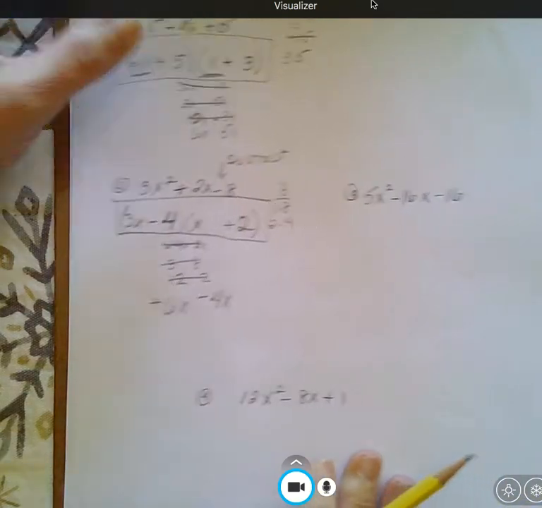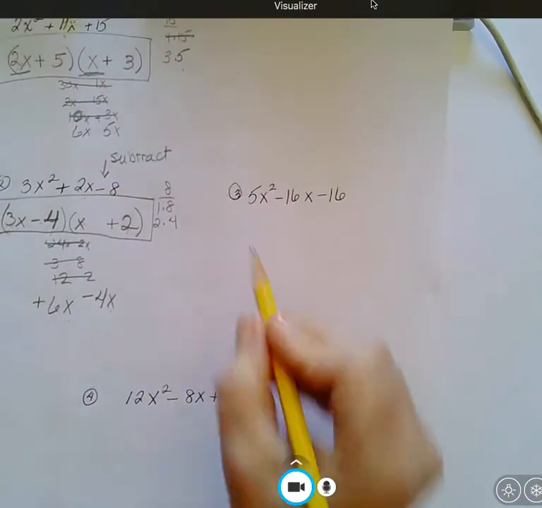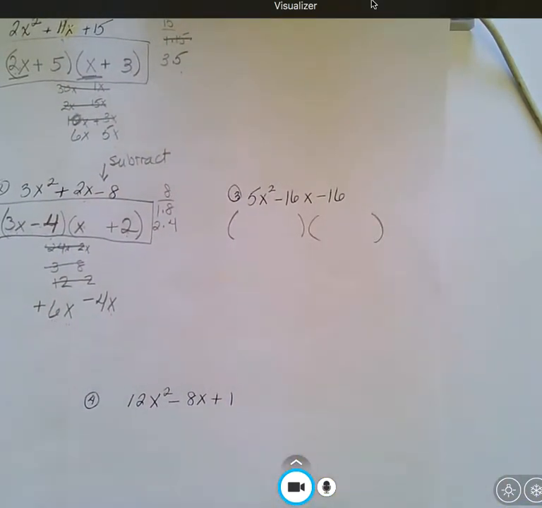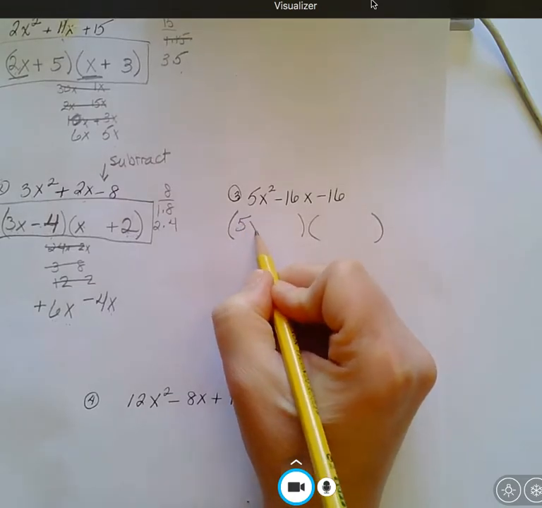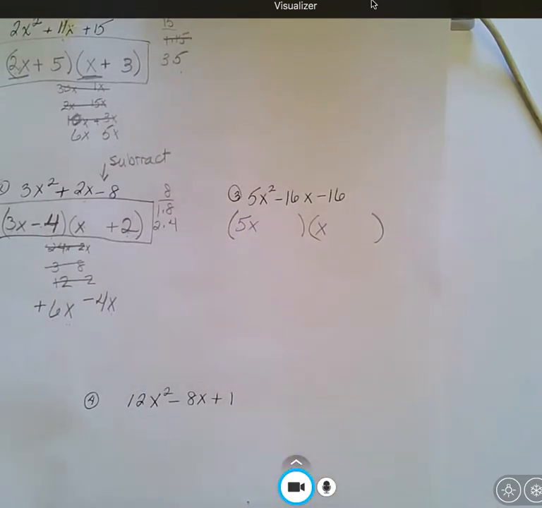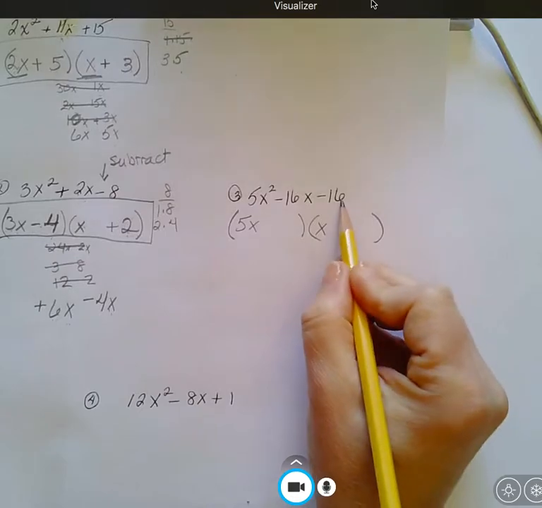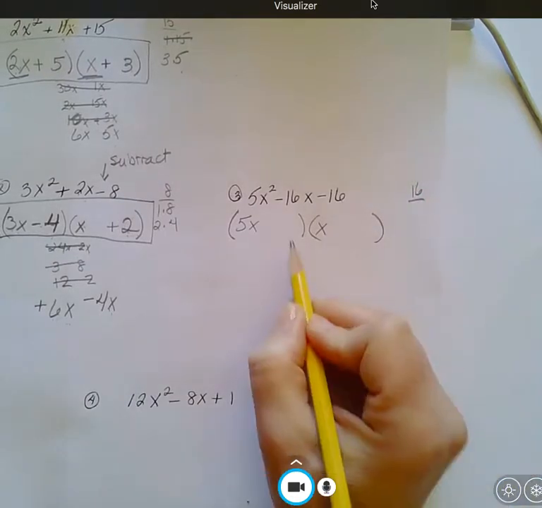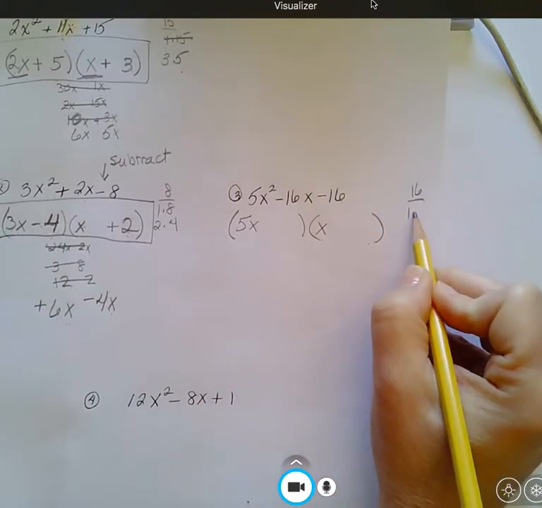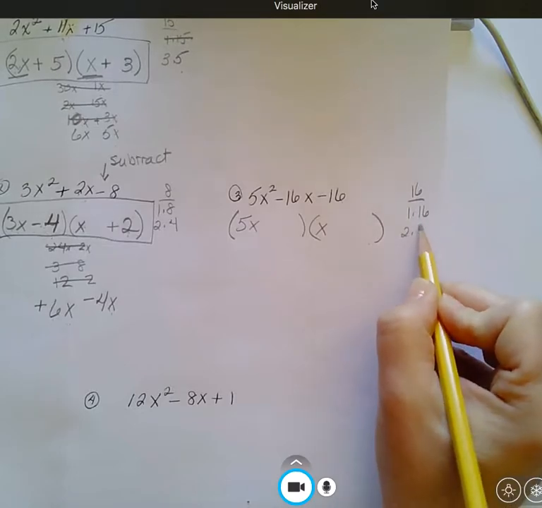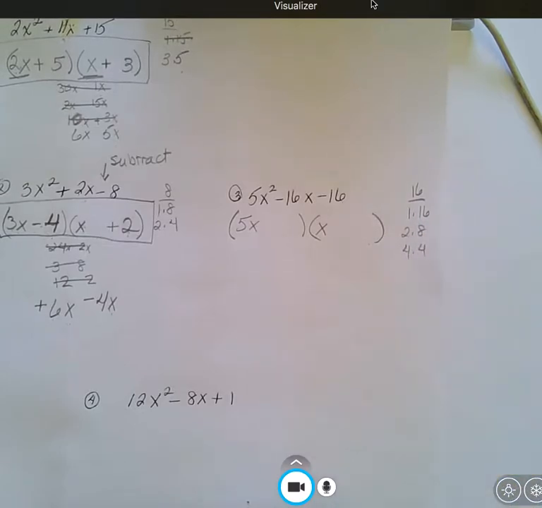Let's try another one over here. Start yourselves off: 2 sets of parentheses. How am I going to multiply to get 5x squared? Because 5 is prime, write it in, 5x and x. Now I have to multiply to get 16 for these last two numbers. So that's 1 and 16, 2 times 8, and 4 and 4.